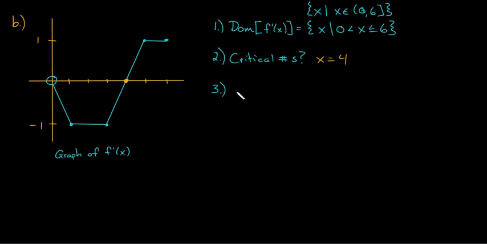I want to know at which point, when, does f of x have a horizontal tangent, which I'm going to call a Hortan.